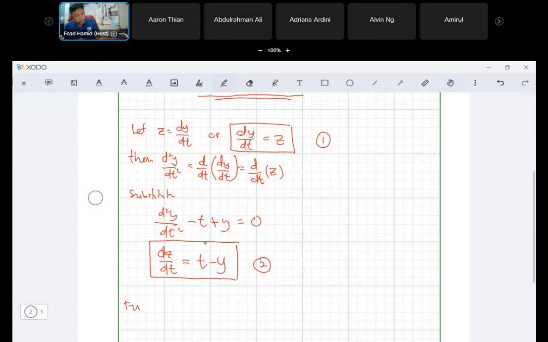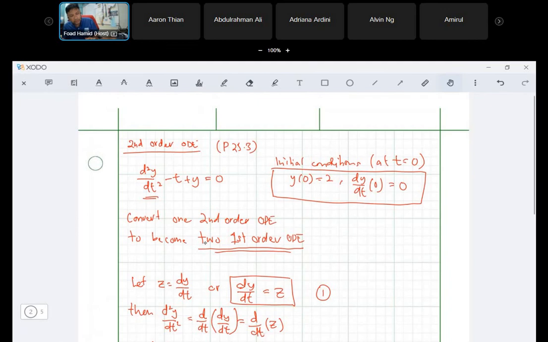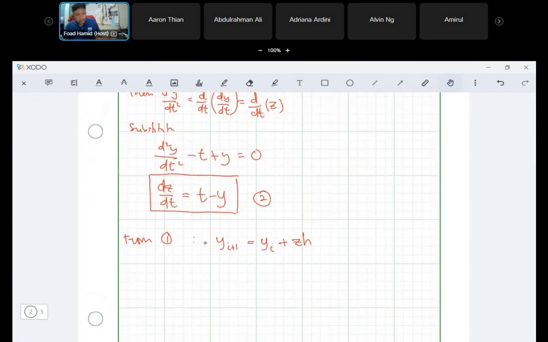So we can say from 1, we know that this is just y(i+1) minus y(i) equal to y(i) plus z times h. And h in this question is 0.1. So h is 0.1. Okay, so we can solve that.